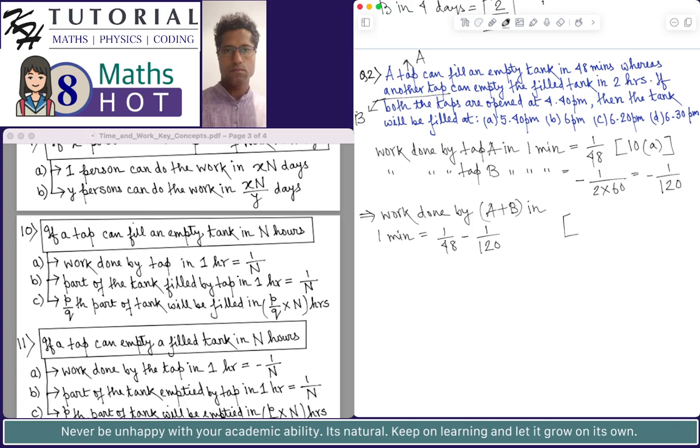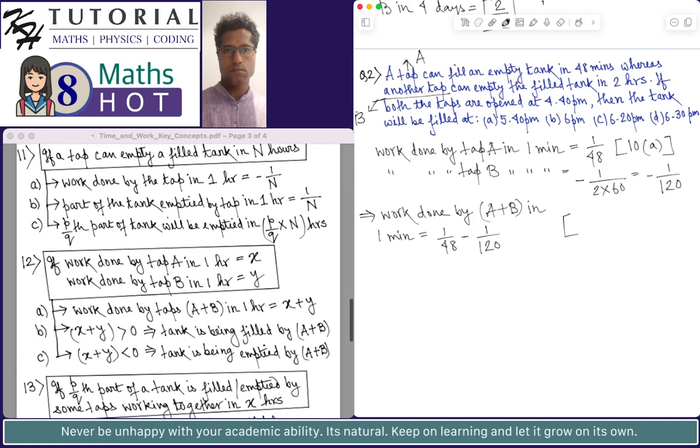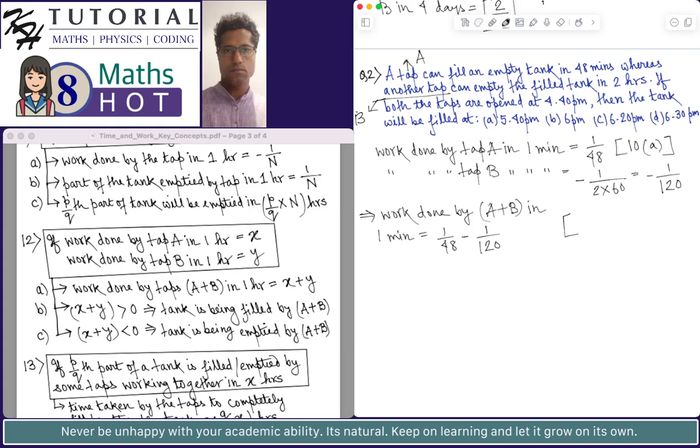Here the concept applied was concept 12. It says that if the work done by tap A in 1 hour is X, and instead of hour it could be minutes, and the work done by tap B in 1 hour is Y, then the work done by A plus B, when both taps are open, in 1 hour will be X plus Y. Now what is 1 by 48 minus 1 by 120?